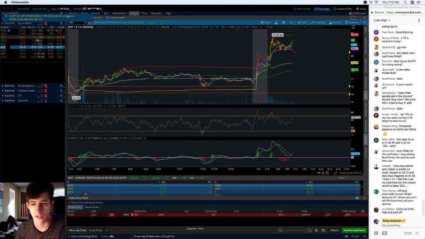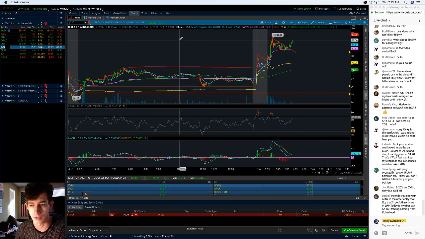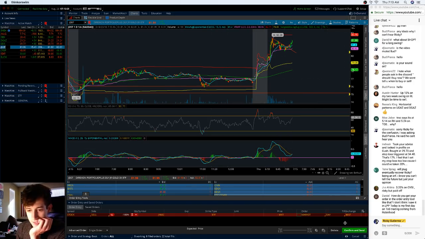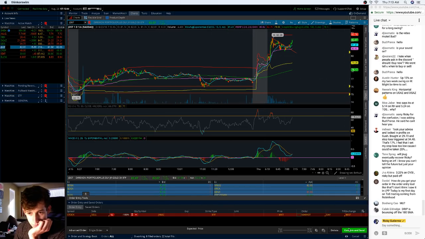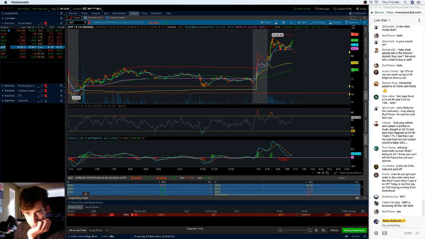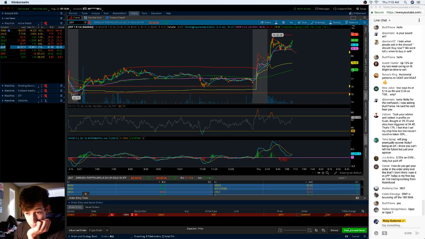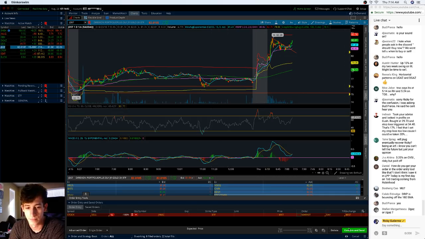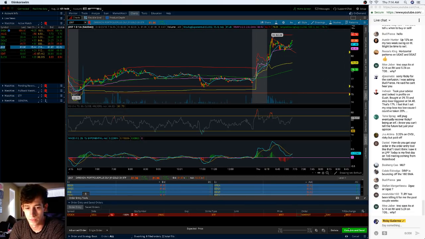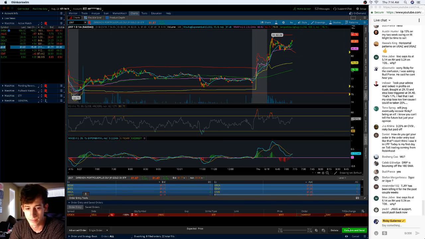Oh, there it goes. JDST just broke above $82, and is it going to rally? Again, I just wanted to give it a little bit more time to consolidate. If I see this thing push, let's see. There we go. Pull back.